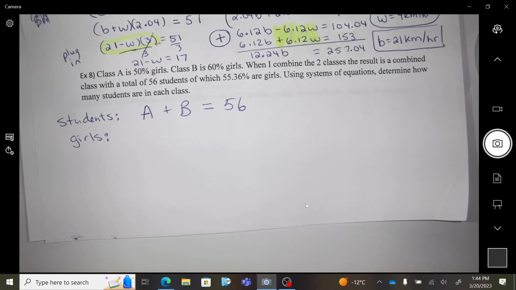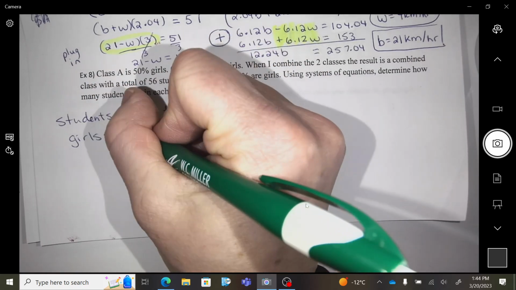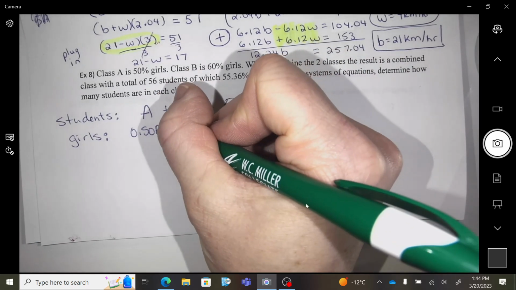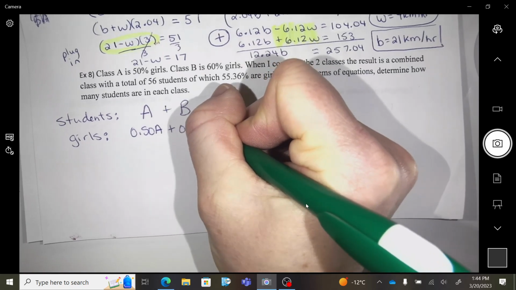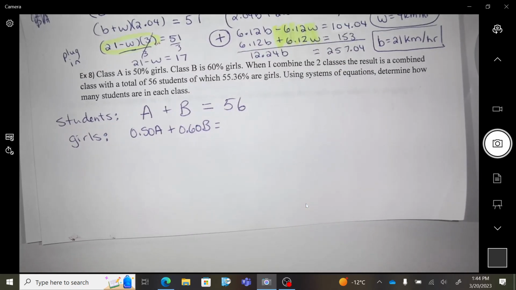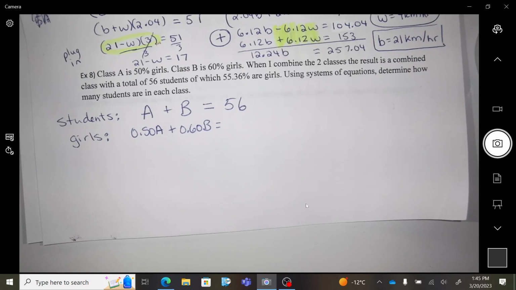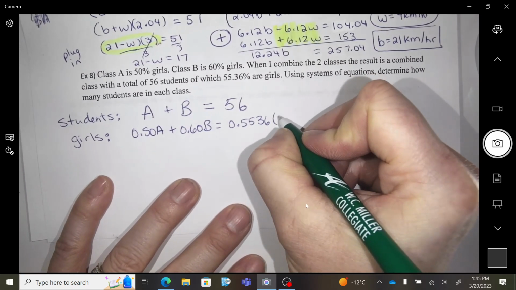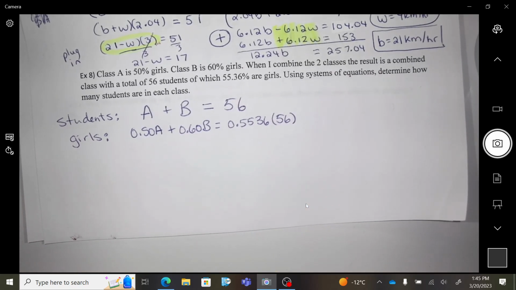The girls, so this is like the chemical question. 50% of Class A is girls. So 50% of A is girls. That's how I do the math. 50% of something, plus 60% of Class B is girls. When they got combined together, 55.36% of the total 56 was girls.